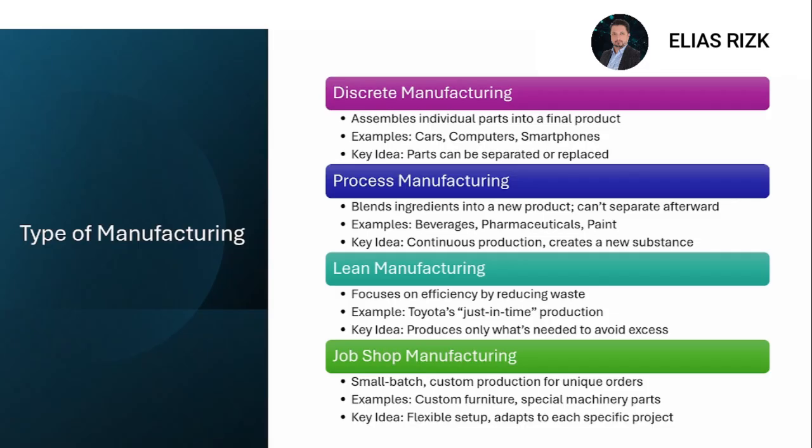So examples of discrete manufacturing are a car or a computer. Even a smartphone is an example of discrete manufacturing.